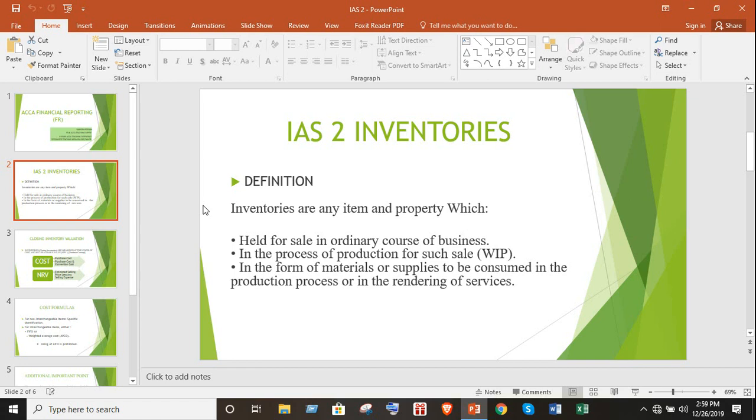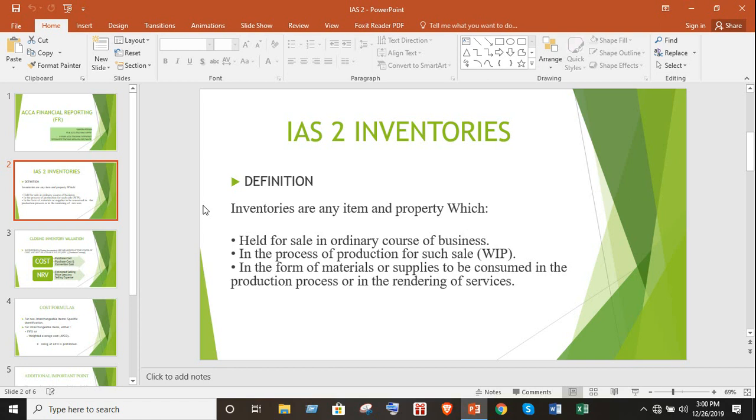And when you sell anything, the double entry is cash or receivable debit and sales credit. So yes, all of you are familiar with this double entry. I hope you guys have already mastered the double entry bookkeeping system. But particularly in this IAS, we are not focusing on this type of journal entry. Rather, we are focusing on the accounting treatment, particularly of closing inventory.